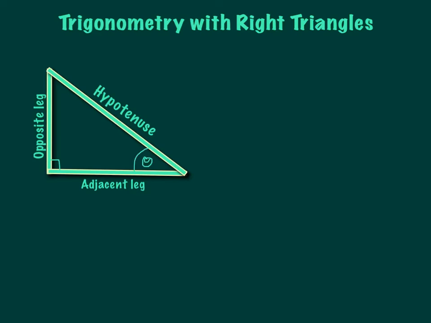Theta could be either of the smaller angles, not the right angle, so I just chose this one to be the bottom one. And we always have two legs. One of them is opposite of theta, and one of them is adjacent to theta. Remember, adjacent means touching, opposite means across. And then we have the hypotenuse of the right triangle. So do you guys remember SOHCAHTOA?